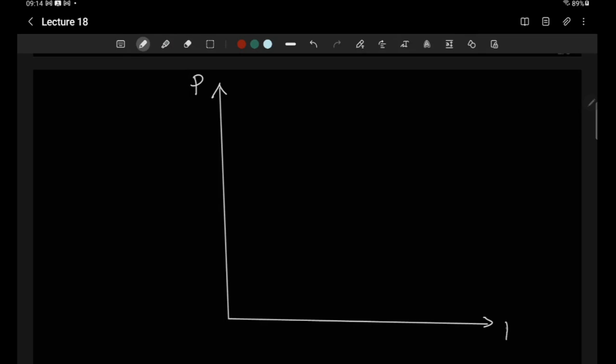First, let's draw axes. This looks better, looks like 90 degrees. The phase diagram is usually given as pressure versus temperature, and the structure is as follows.